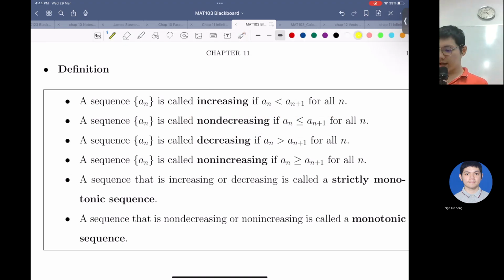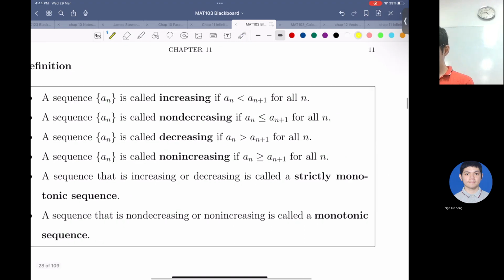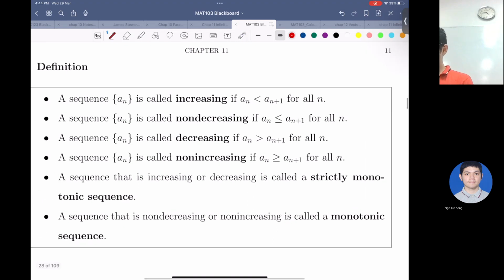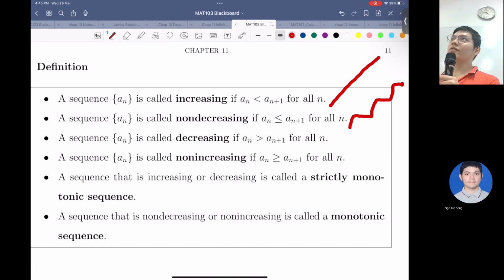I should draw some pictures for you to see. Increasing will look something like this. Non-decreasing will look like this: maybe stagnant for a while, then increase, then stagnant for a while. It's not decreasing, but it's also not strictly increasing.